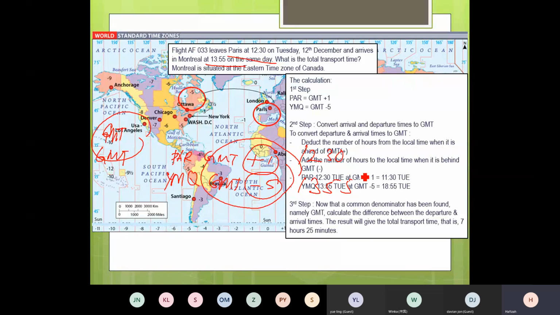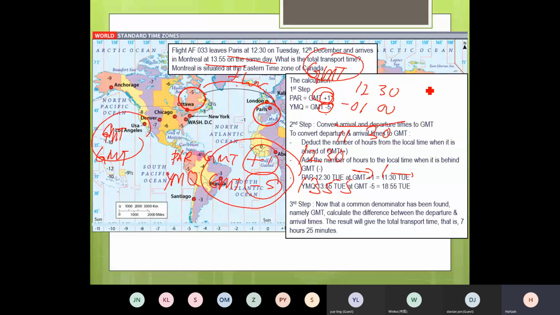If you think logically, it's just around 1 hour or so, but thinking logically is not enough. So what you should do is, when we know the time is 12:30 in Paris and the GMT is plus, you need to deduct. So deduct 1 hour so that both times are no longer +1 or -5, and become GMT time. So minus 1 is 11:30.